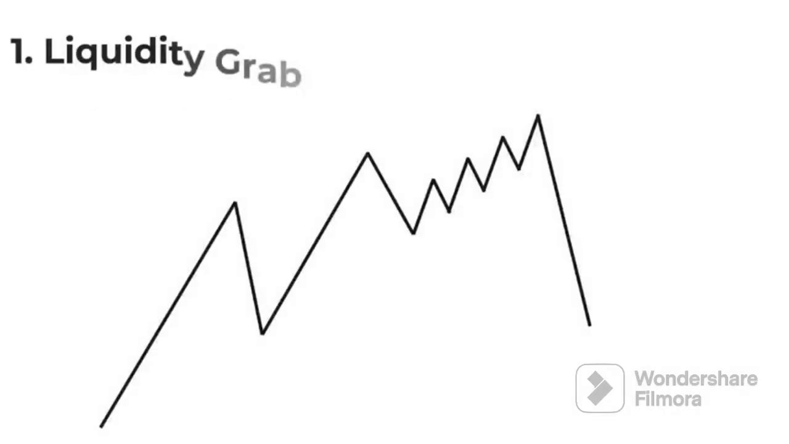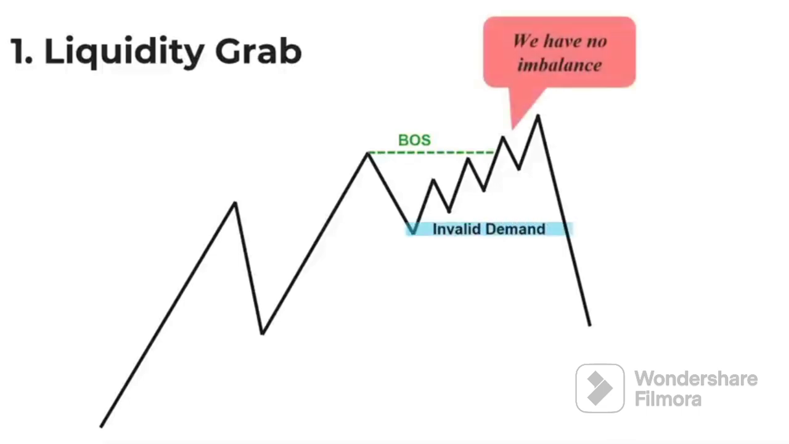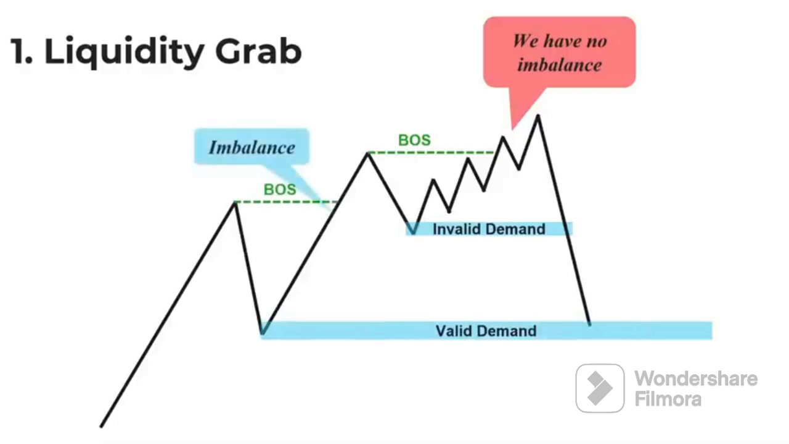Next, we have a common liquidity grab pattern. This pattern happens when most traders take a fake out as a change of character, and the market continues to push in the same direction when it reaches a valid supply or demand zone. Here we have a valid break of structure but no imbalance. But looking to the left, we have a perfect unmitigated demand zone with a break of structure and imbalance.